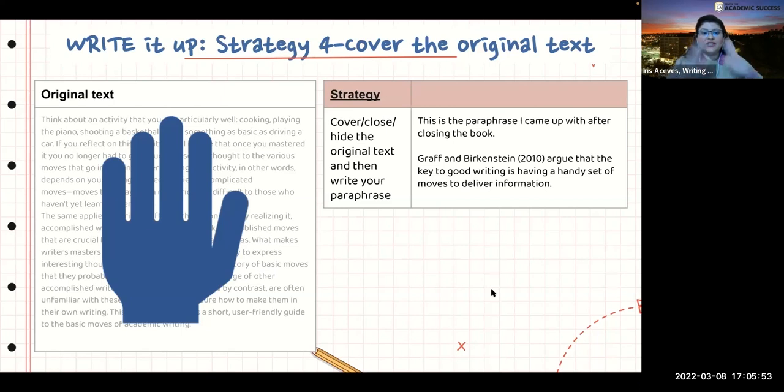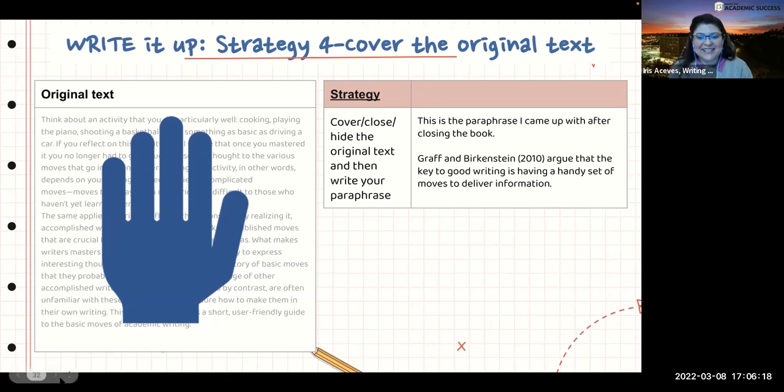Because if you have the screen in front of you, if you have the article in front of you, the temptation to use the words that the authors are using is there, and it's a really big temptation. And so we want to make sure that when we paraphrase, when we summarize, we're saying things in our own words. So covering the page, minimizing the screen is a really good strategy.